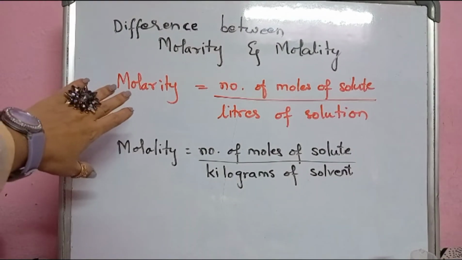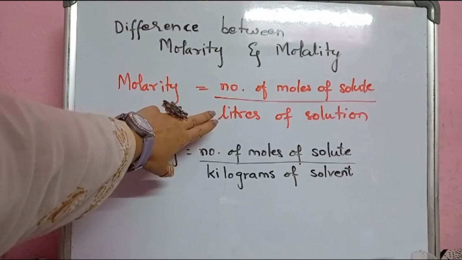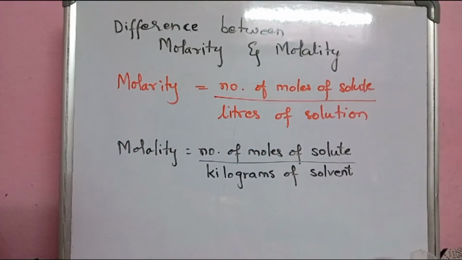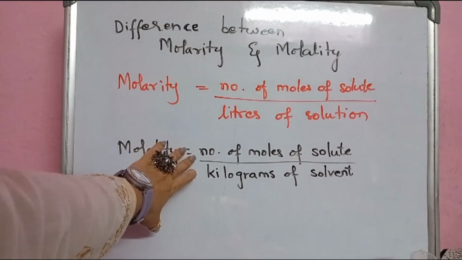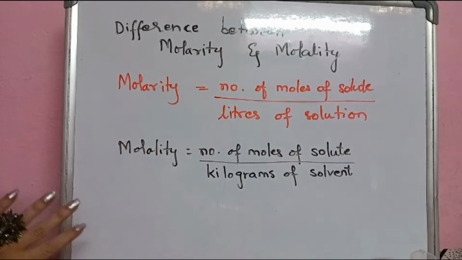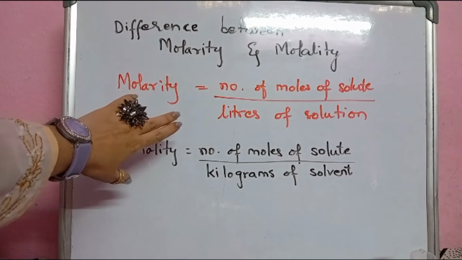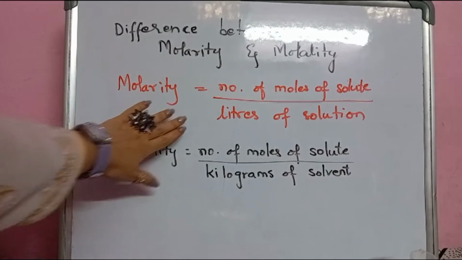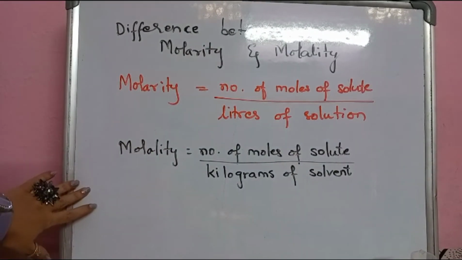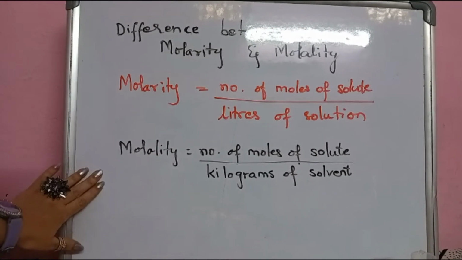Molarity is defined as the number of moles of solute divided by liters of solution, or the volume of solution in liters. And molality is defined as the number of moles of solute divided by kilograms of solvent. So molarity is about liters, the amount of space something takes up, and molality is about mass, how much something weighs. But there is a subtle difference between the two.